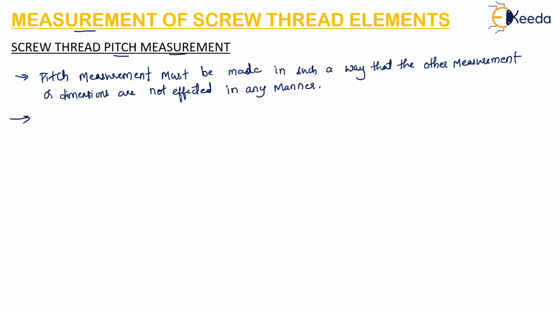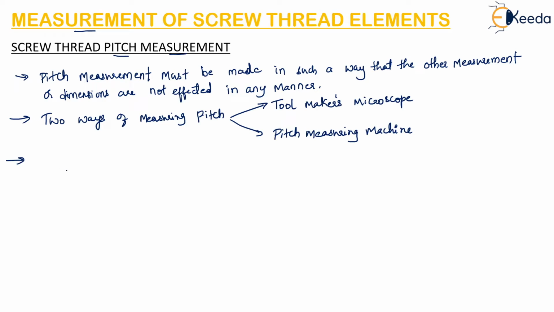The pitch can be measured in two ways. The first way is by using the tool room microscope or the tool maker's microscope. The second way is by using the pitch measuring machine. Now we are going to learn about the pitch measuring machine.